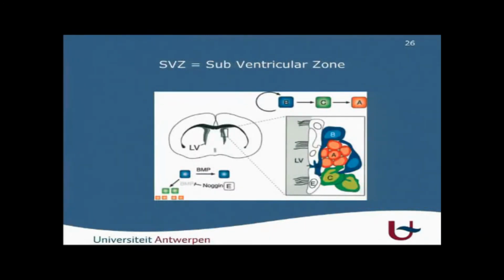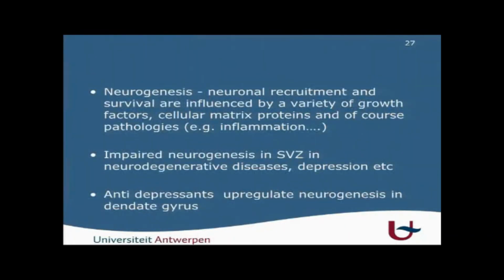This is another view where you can see the stem cells positioned in the subventricular zone. Okay, so neurogenesis is a natural event which decreases with age, but is still present in adult animals and humans. But of course it's influenced by a variety of growth factors, cellular matrix proteins, and pathologies. For instance, inflammation is affecting it.